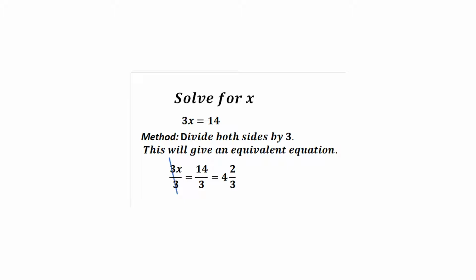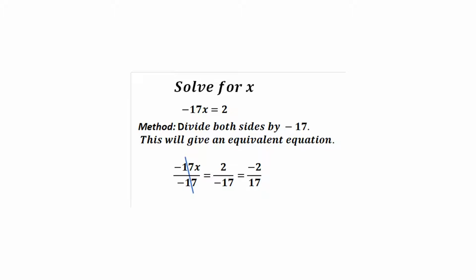In this equation, 3x is 14. We will do the same method as we did before. Divide both sides by 3. Now, the 3x divided by 3, that will leave x, but 14 over 3 is not an integer. 3 goes into 14 4 times, that's 12. 14 minus 12, that's 2. So we have 14 over 3 is 4 2/3.